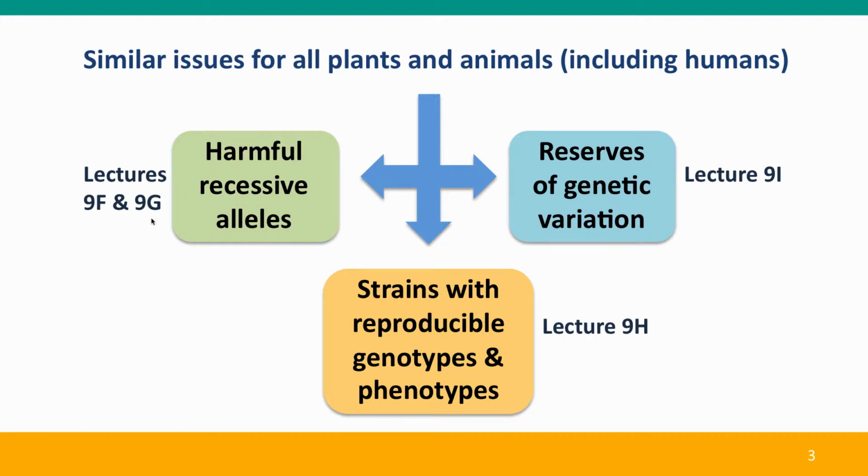In this lecture and the next, we'll talk about the importance of homozygosity for recessive alleles. In Lecture 9H, we'll talk about a strong advantage of homozygosity and why it's used to create strains with reproducible genotypes and phenotypes. And in Lecture 9I, we'll talk about how inbreeding reduces the reserves of genetic variation and the consequences of this for ecology and conservation programs.